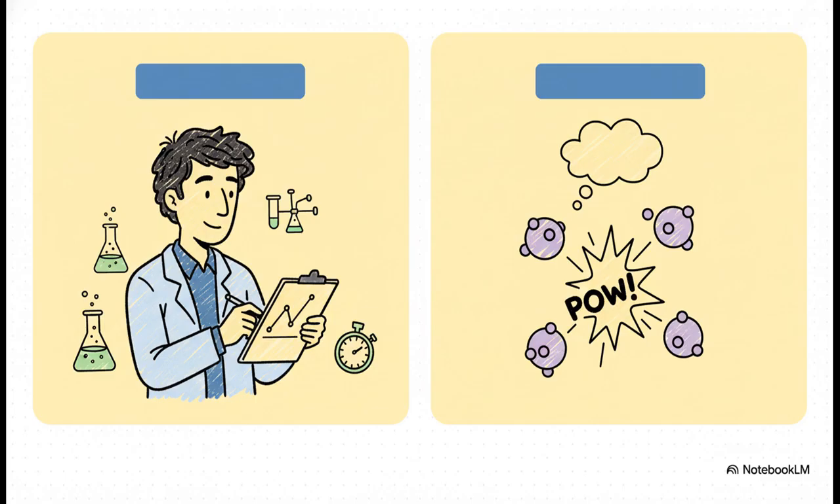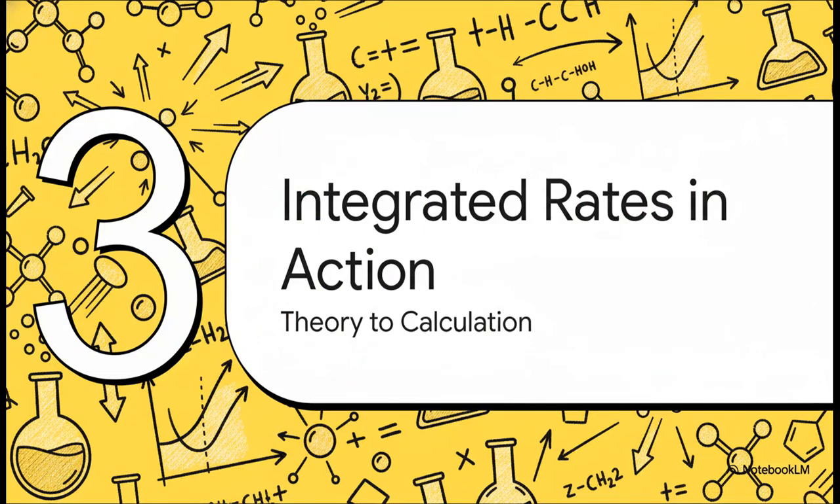Order can be 0 or even a fraction. Molecularity is always a nice, simple whole number. Do not get these two mixed up. Okay, so we've got the rate law down. Now what? Let's see how we can actually use this to make some real predictions.